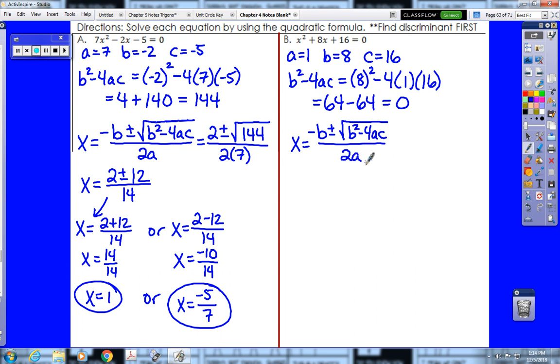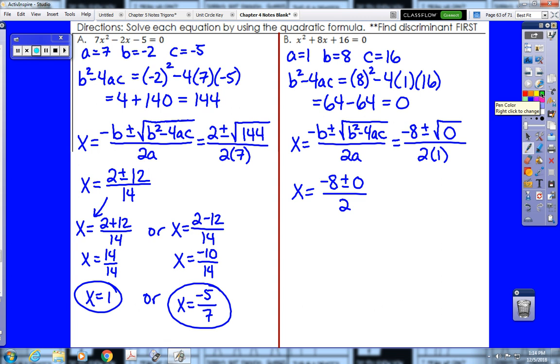Negative b plus or minus the square root of the discriminant over 2a. B is 8, so negative b would be negative 8, plus or minus the square root of the discriminant, which is 0, over 2 times 1. That means x is negative 8 plus or minus the square root of 0, which is 0, over 2. Now notice this is why when the discriminant is 0 there is only one solution. Because it doesn't matter whether we do negative 8 plus 0 or negative 8 minus 0. That has no effect on the top of this fraction. Essentially that plus or minus just drops out and leaves negative 8 divided by 2, which means x equals negative 4.